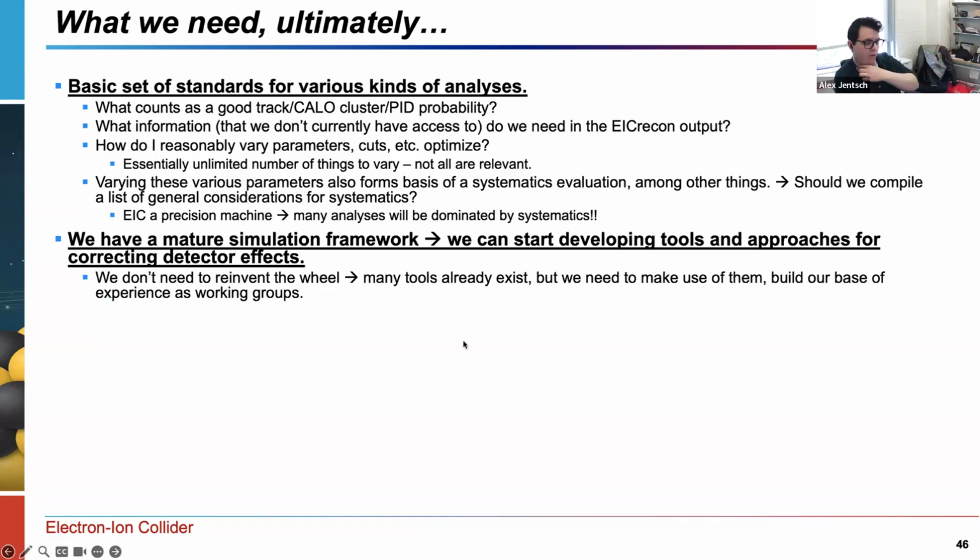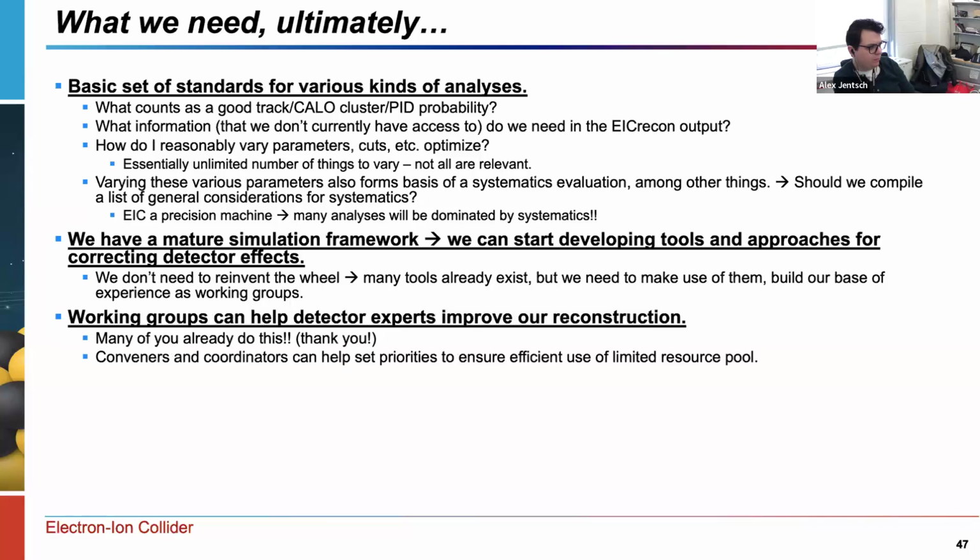Because we have a mature simulation framework, a lot of these things we can start doing. We're in a better position than many collaborations are at the beginning of their life because we have a framework that has a lot of things already existing and we can continue to improve it. I should also say, as I said earlier, that the working groups can really help us detector people improve our reconstruction, but also evaluate if something is really wrong in the placement of a detector or the particular technology choice. It's unlikely we're going to find something that's really groundbreaking at this point.